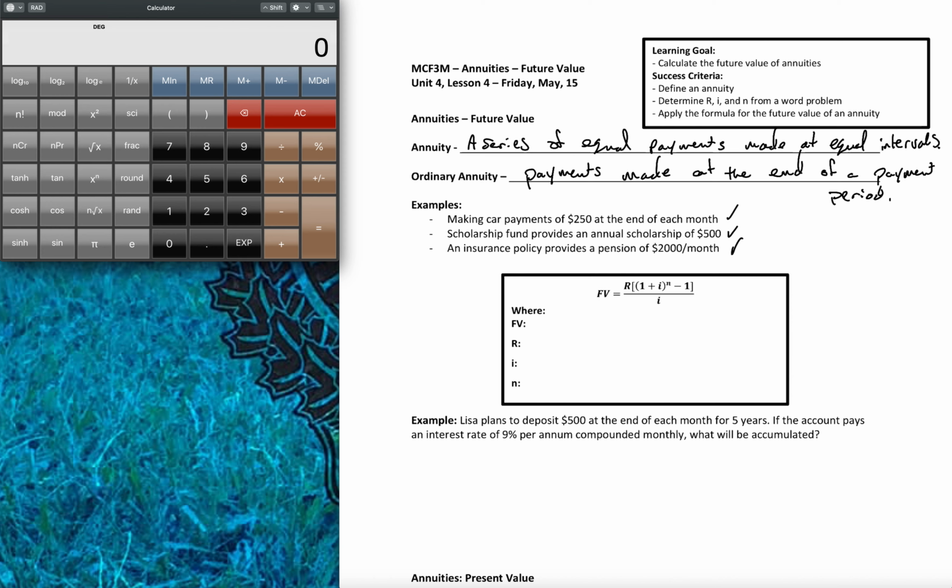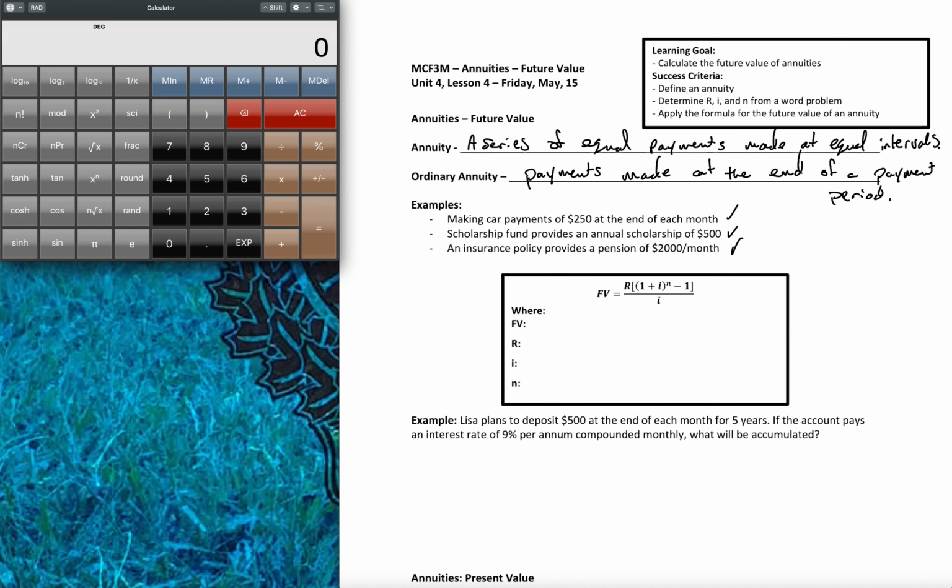Now that we know what that is, let's go back up to our learning goal and success criteria today. Your learning goal for today is that you're able to calculate the future value of annuities. So something that happens on a regular basis, how much is it going to be worth at the very end? Some of your success criteria: can you define what an annuity is, which is what we just went through? Can you define R, I, and N from a word problem? And can you apply the formula for the future value of an annuity?